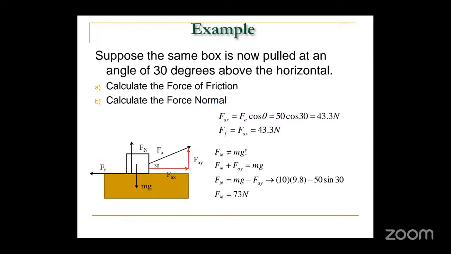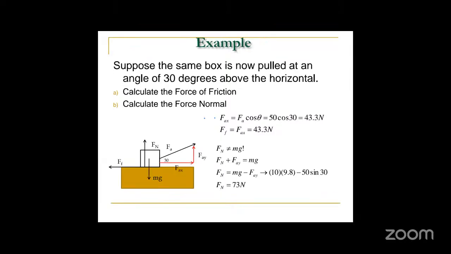Suppose now, from the same problem, this time instead of the box being pulled straight this way, it is being pulled at an angle. The angle is 30 degrees, and we are asked to find the frictional and normal force.